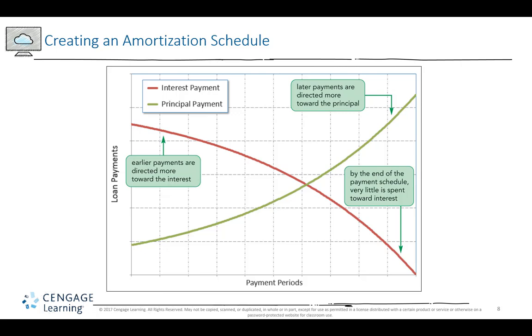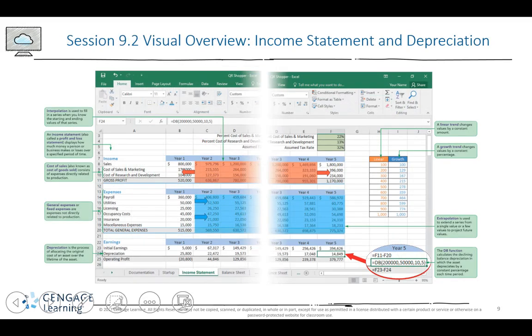Here is a chart that shows the relationship between principal and interest over the lifetime of an amortized loan. It also shows why it is wise to pay extra on the principal, especially in the early time frame of the loan. In Module 9.1, you will also examine calculating the cumulative interest and principal payments for the amortized loan. Review the Session 9.2 visual overview on income statement and depreciation before starting this section.